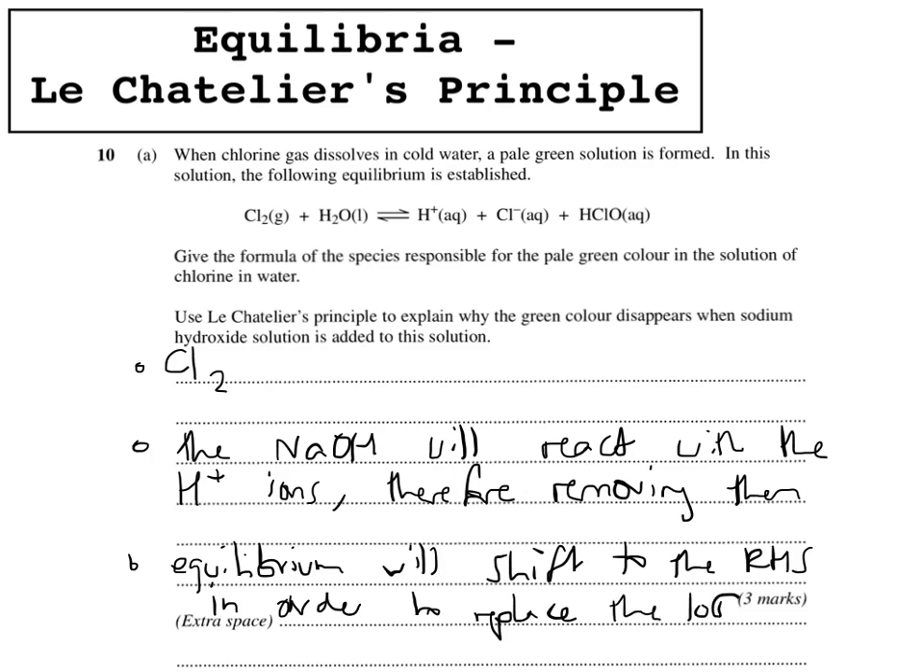the lost H+. So in this case they're expecting you to realise the H+ will react with the sodium hydroxide. And that's basically reducing the concentration of the H+, and so the equilibrium will shift to make more of it. And so as it makes more of it, this Cl2 is used up, and so that green colour that the Cl2 produces disappears because it's being used to make more of all these products.